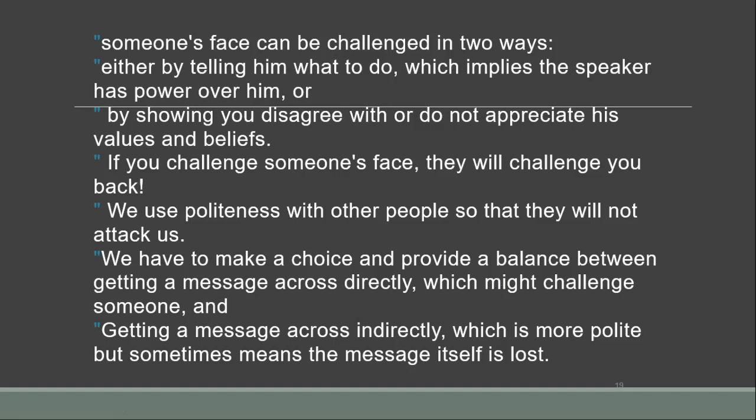Someone's face can be challenged in two ways: either by telling him what to do, which implies the speaker has power over him, or by showing you disagree with or do not appreciate his value or beliefs. These are face threatening. If you challenge someone's face, they will challenge you back. We use politeness with other people so that they will not attack us. We have to make a choice and provide a balance between getting a message across directly, which might challenge someone, and getting a message across indirectly, which is more polite but sometimes means the message itself is lost.